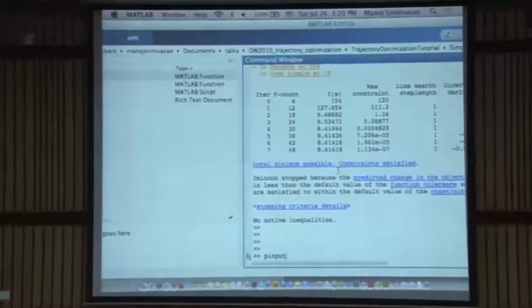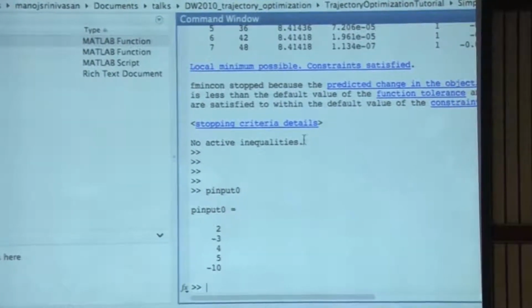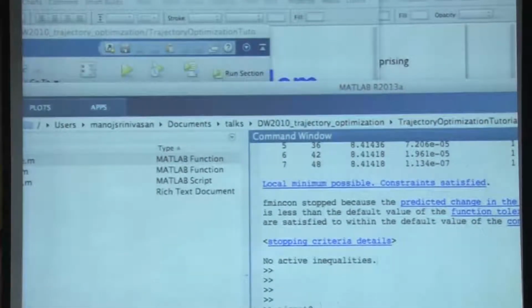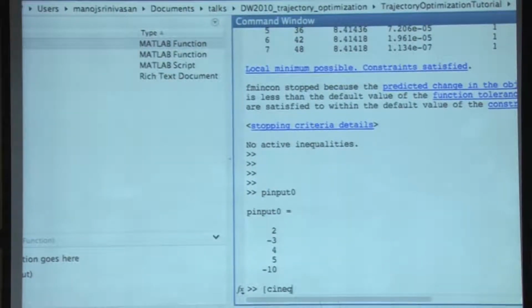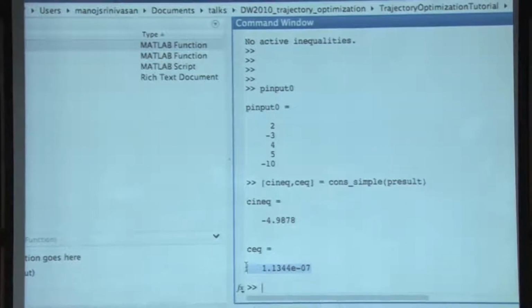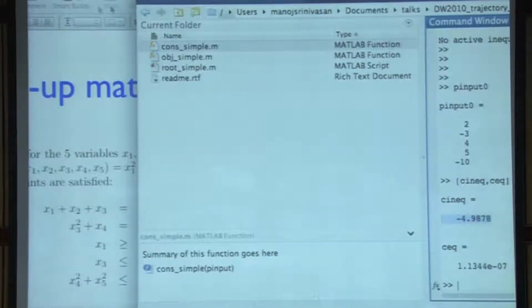It doesn't matter what the solution is, but it seems satisfied. Okay. So that's the answer. Let's say we believe that that's the answer, and all constraints are satisfied. You can check if all constraints are satisfied by, of course, doing something like this. P result. CEQ is satisfied to 10 to the minus 7, and C in EQ happens to be negative, so at least the constraints are reasonably satisfied.